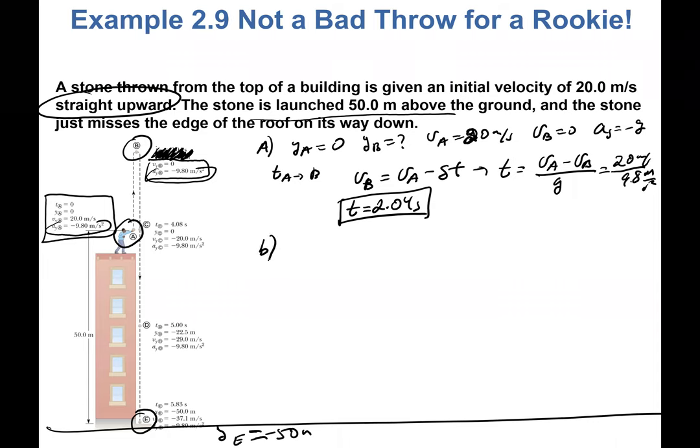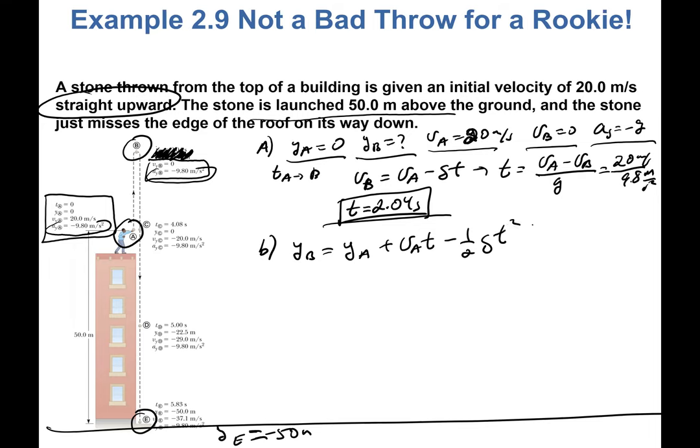Part B is asking what the maximum height will be if you go from A to B. How high is point B relative to A? Well, in this case, I have A as the zero position, and B is what we're trying to calculate, but I still have VA as 20 meters per second, VB as zero, AY equals negative G, and now also the time it takes to go from A to B. So I solve using equation two: YB equals YA plus VA times T, which is initial velocity times time, minus 1/2 GT squared.